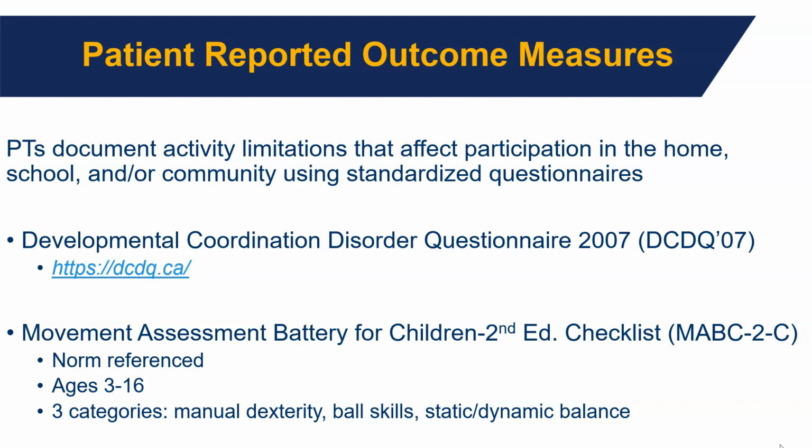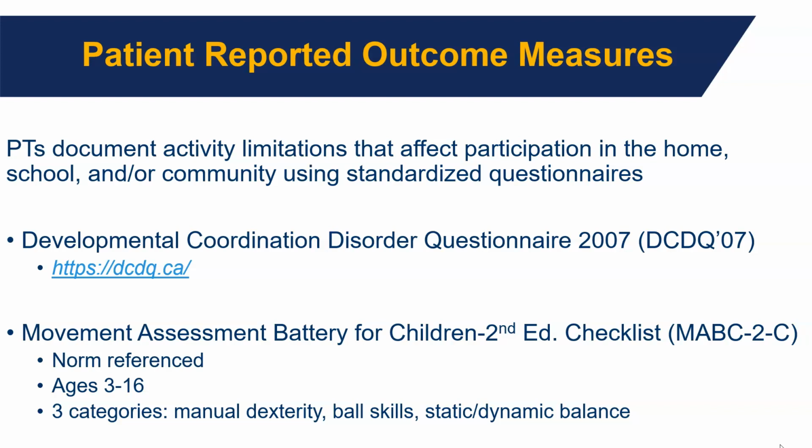So here are some patient-reported outcome measures. PTs can document activity limitations that affect participation in the home, school, and/or community using a standardized questionnaire. Standardized questionnaires are usually completed by the patient or child, the parent or caregiver, or other significant adults. So the Developmental Coordination Disorder Questionnaire, or DCDQ, is a screening tool that was developed to assess the presence and severity of DCD in children aged 5 to 15.